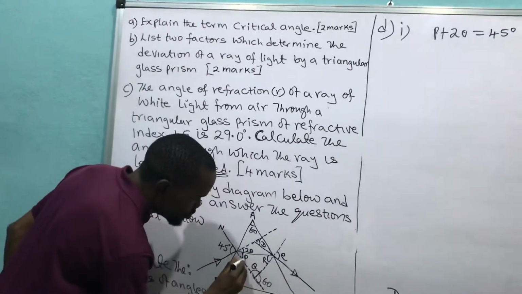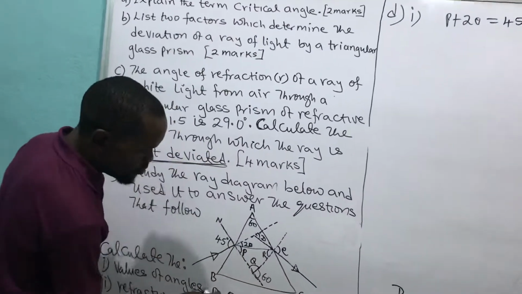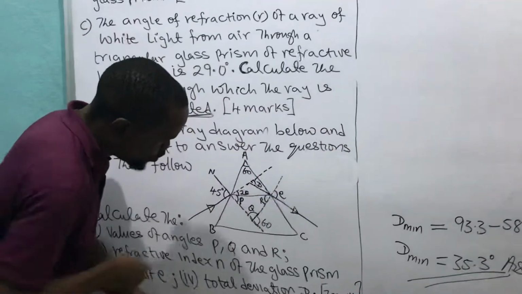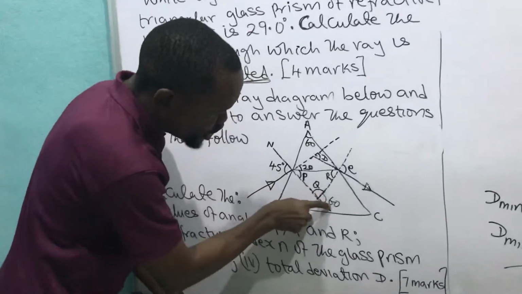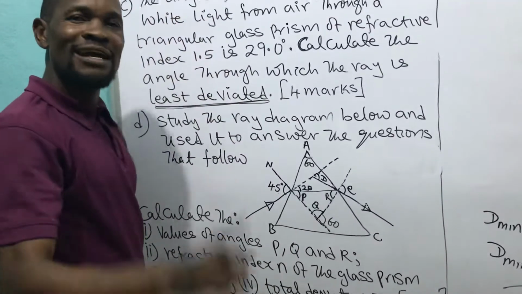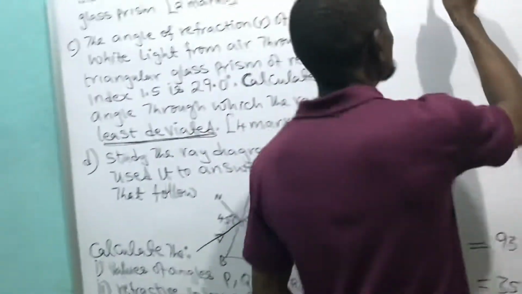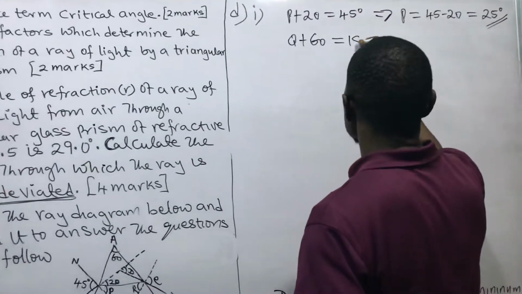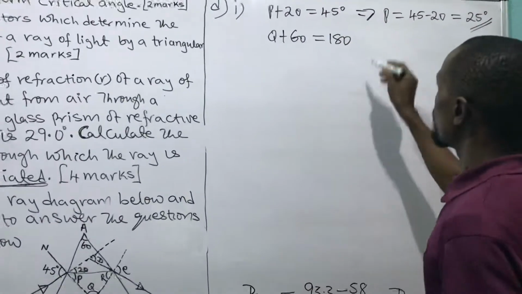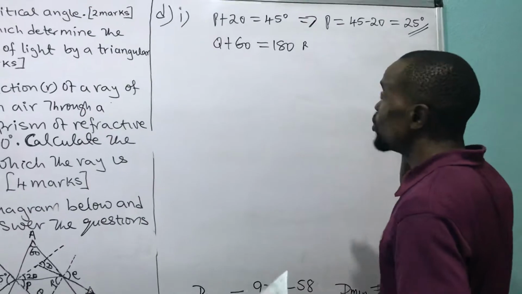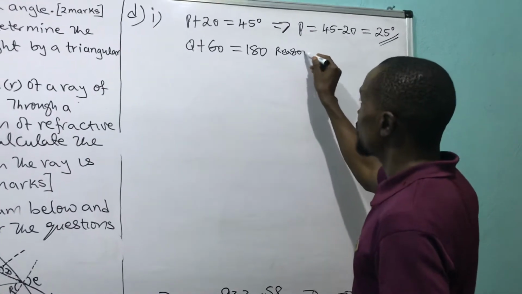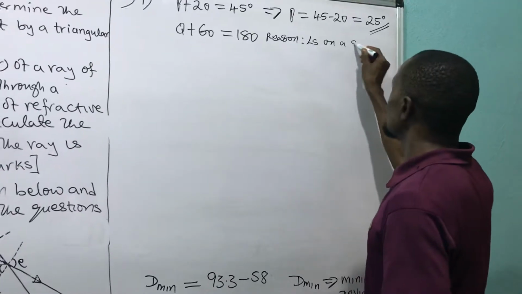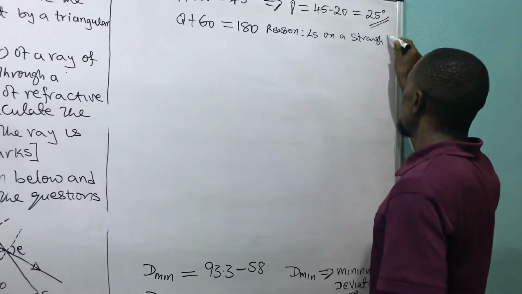Here is P. They say I should find P. Then I'm looking for Q. At a glance, watch Q. This Q plus 60 is equals to 180. Angles on a straight line. I can say that Q plus 60 is equals to 180. What's the reason? You have to state the reason. Why did I say that? Angles on a straight line.